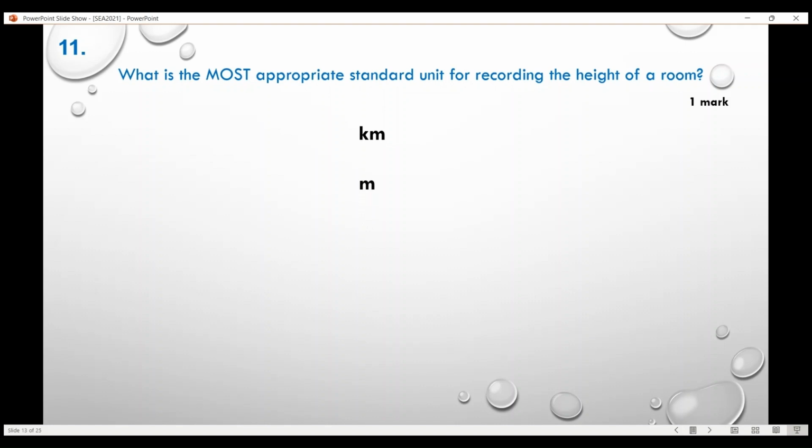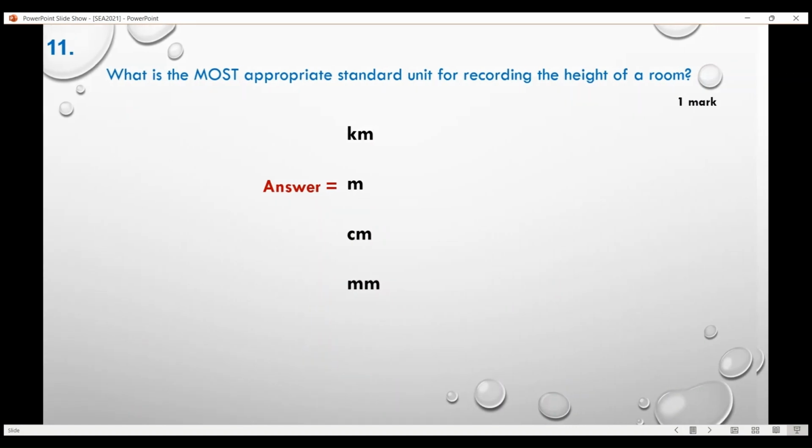Could we use meters? Maybe we can measure the height of Miss or Sir in class in meters. Could we use centimeters? Well, centimeters is small and it's going to take a lot of those centimeters to measure the height of the room. And millimeters is even smaller. So it's going to take hundreds and hundreds of those millimeters to get the height of the room. As such, the best unit to measure the height of the room is meters.